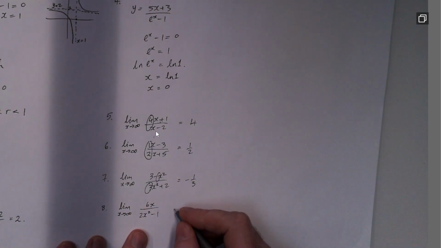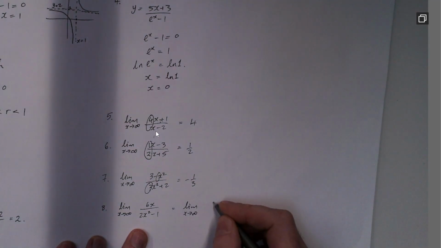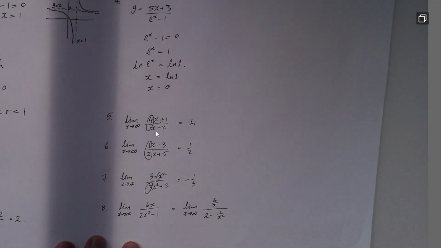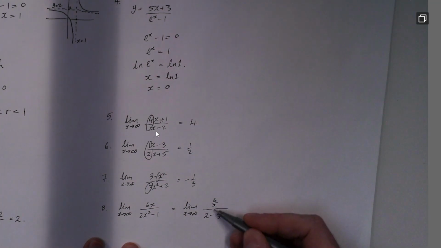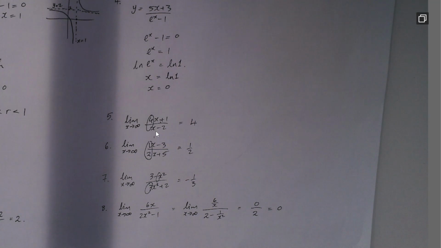So the limit as x goes to infinity, dividing top and bottom by x squared, gives something over x squared. Now 6 over infinity is 0, so the limit is 0, which gives the line y equals 0.